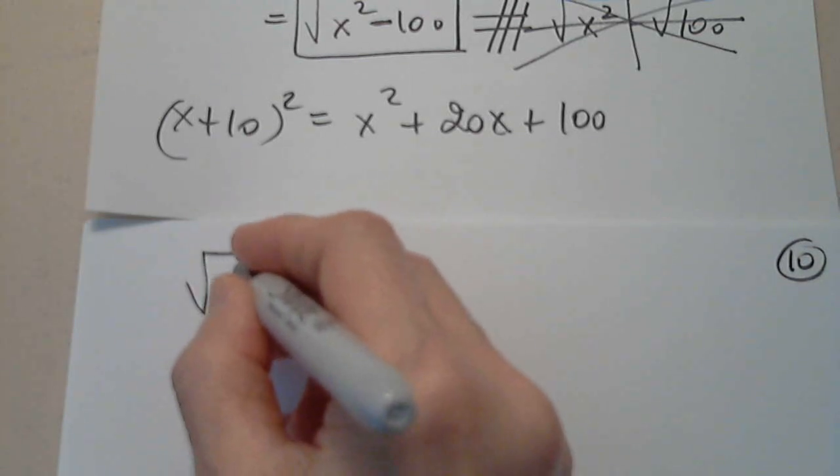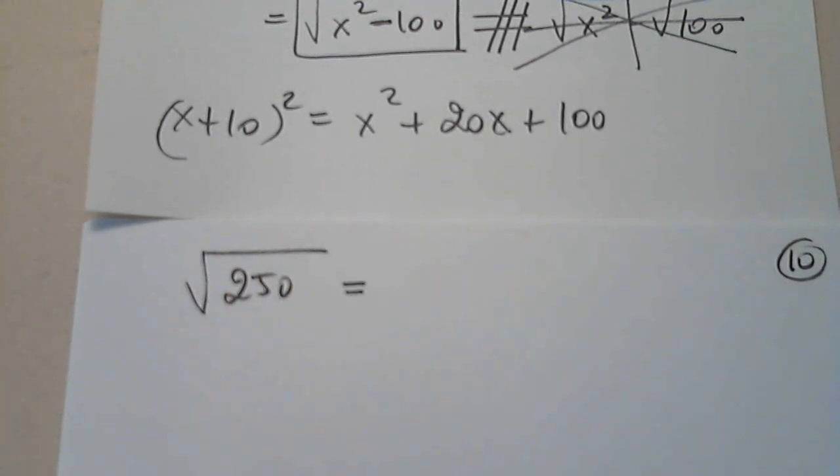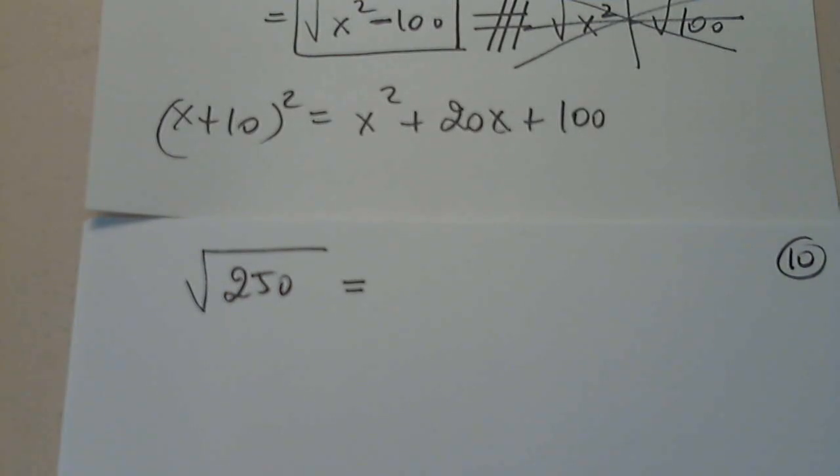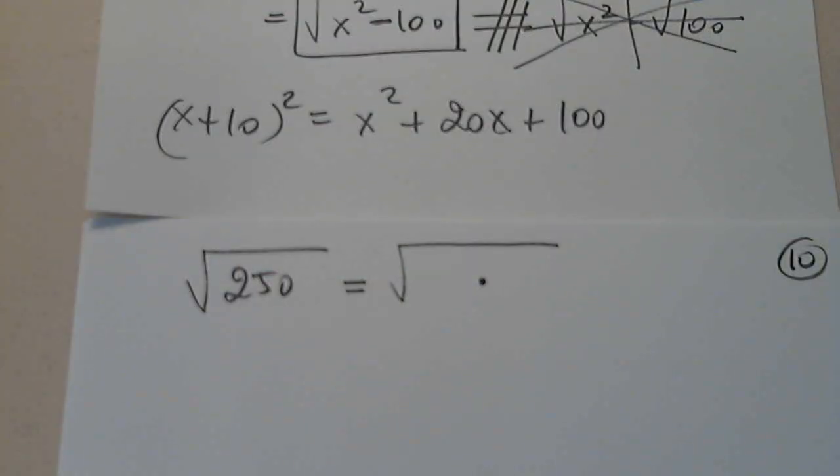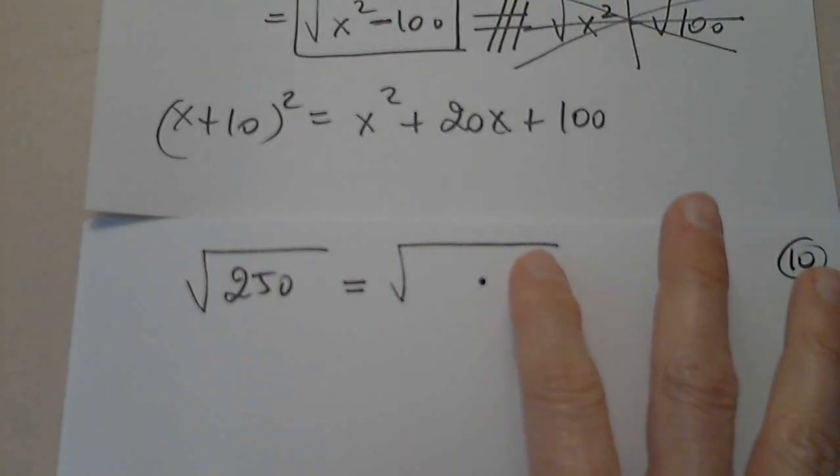Let's simplify the square root of 250. 250 is not a perfect square. So obviously I have to find two numbers, one that is a perfect square and the other one that is not.